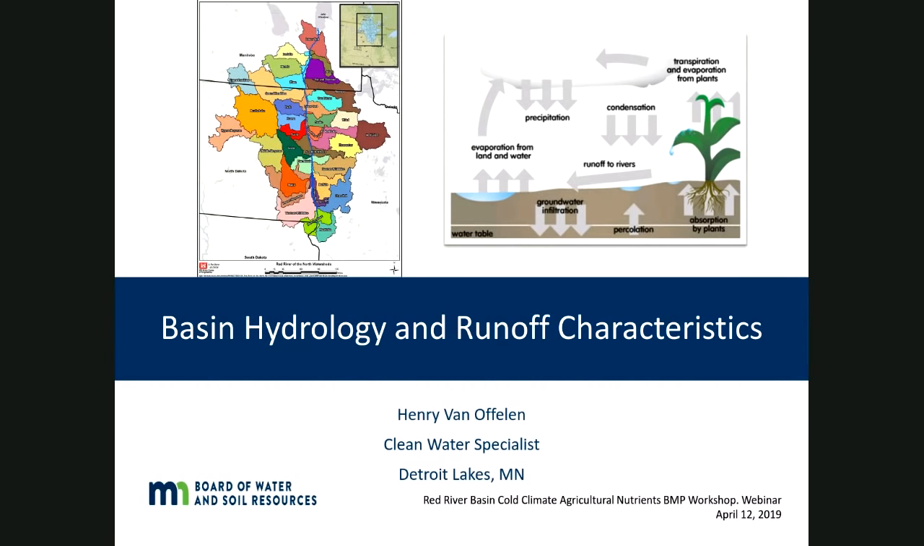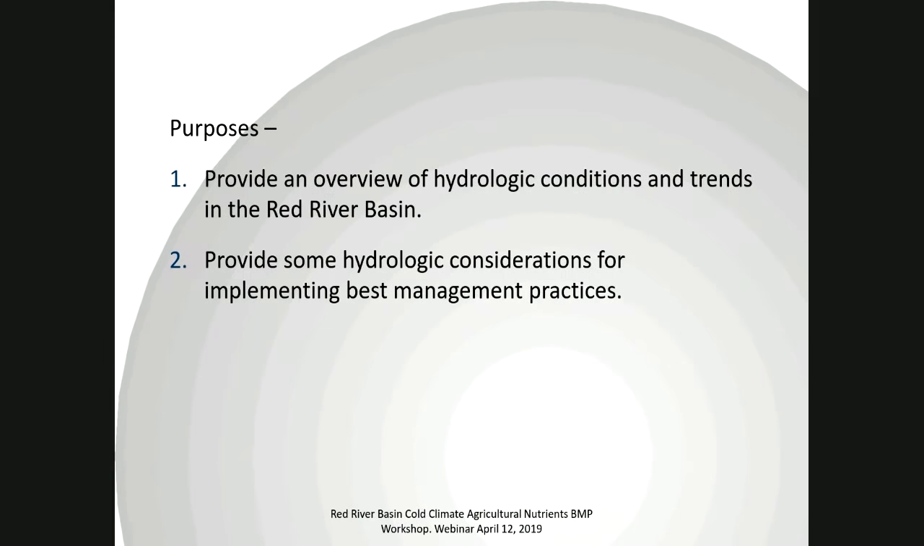I'm going to give you an overview of some of the work that we've been doing in Minnesota and looking at the Red River Basin related to hydrology. I do a lot of work with watersheds and watershed planning, and hydrology and changes in hydrology are part of the discussions and the goal setting process in those watershed plans. And my purposes today are to provide a general overview of the hydrologic conditions and trends in the Red Basin, and provide some hydrologic considerations for implementing best management practices.